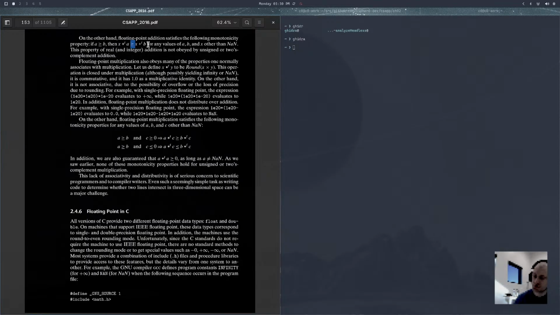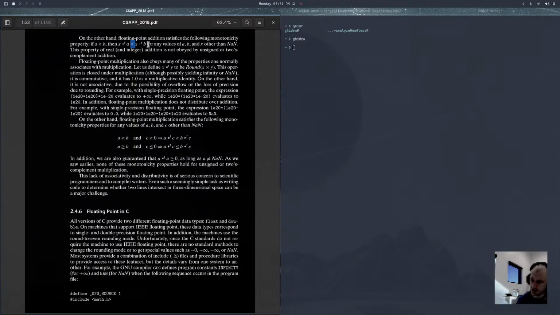Floating point multiplication also obeys many of the properties one normally associates with multiplication. This operation is closed under multiplication, although possibly yielding infinity or NaN. It is commutative, and it has 1.0 as a multiplicative identity. On the other hand, it is not associative due to the possibility of overflow or the loss of precision due to rounding. So that's exactly what I was saying. You can either overflow into infinity, or you might have to deal with the rounding issues.